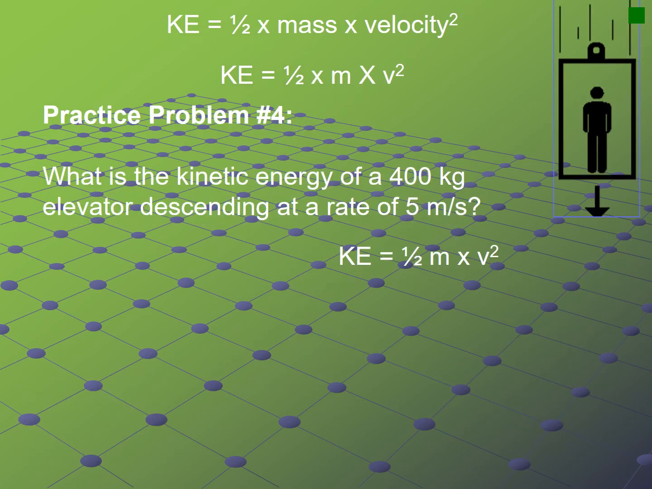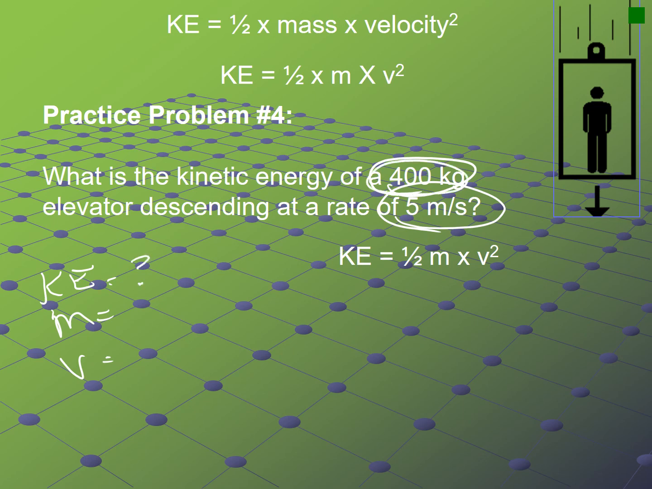So let's try the next one. What is the kinetic energy of a 400 kilogram elevator that is descending, meaning going down, at 5 meters per second? As with every problem, you are going to have to write down all of your variables that you know, and all of the ones that you don't know. It'll help you figure out how to use this formula properly. So kinetic energy is what I'm solving for. My m is 400 kilograms, so I'm going to write down 400 kg. Once again, notice I am writing down units. My v, or my speed, is 5 meters per second.